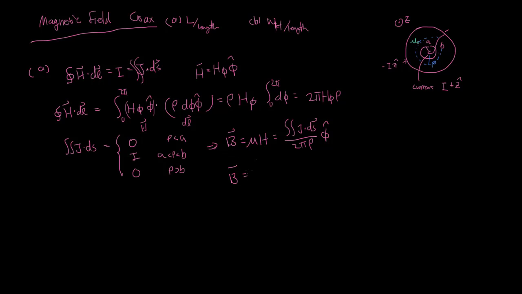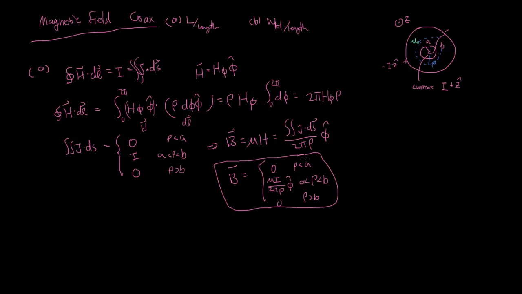So B is going to be equal to 0 for rho less than A. And then if you're in between A and B, it's going to be equal to what? It's going to be equal to mu I over 2 pi rho in the phi direction. And then if rho is greater than B, it's going to be 0 again. So now we have this expression for the magnetic flux density, and we can start calculating the inductance.